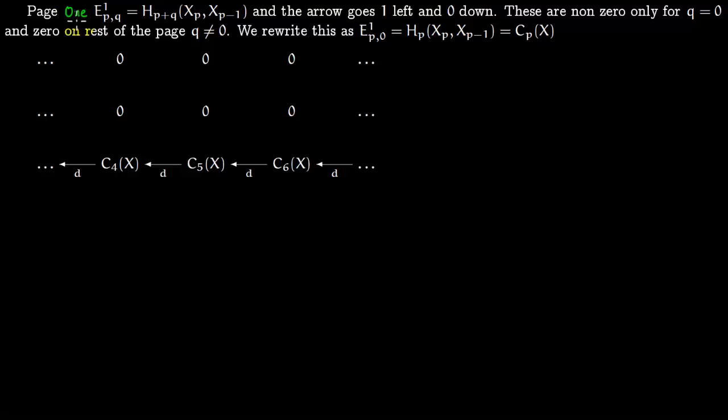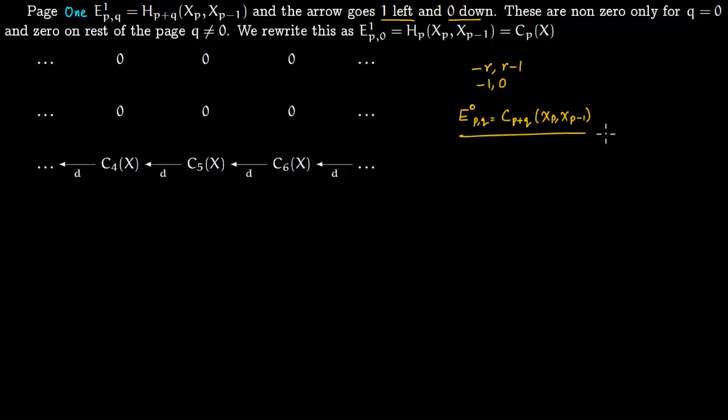So now we come to page 1. On page 1 again our rule is minus R and then R minus 1. So page 1 you have minus 1, 1 minus 1, 0. So 1 left and 0 down. So this is how the arrows will go. So page 1, E1 PQ, every entry is H_{P+Q} of X_P, X_{P-1}, and this way we are writing this is because on page 0 we had written like this: E0 PQ was C_{P+Q} of X_P, X_{P-1}. So now we have this, and this is the way the arrow goes.